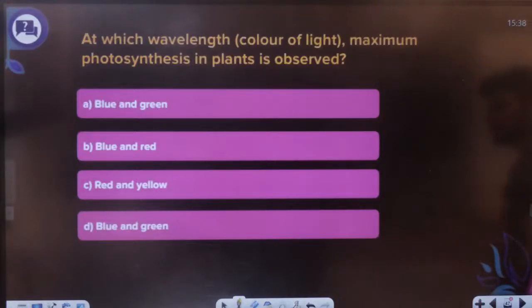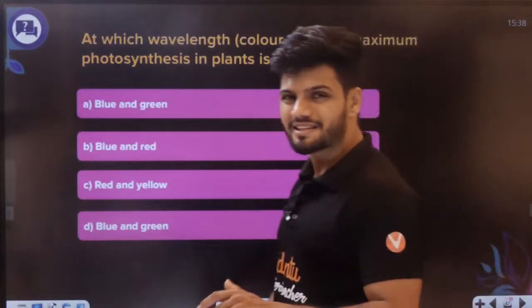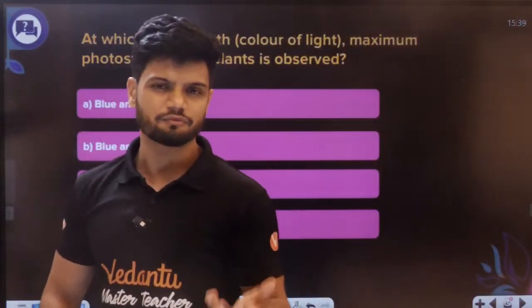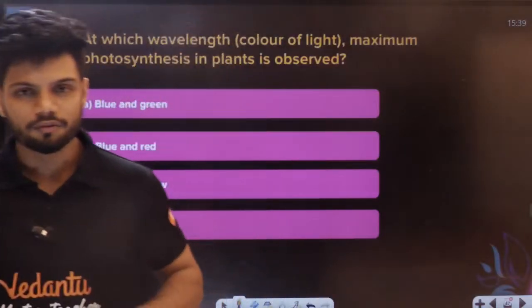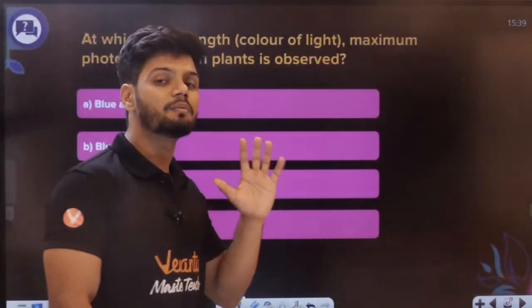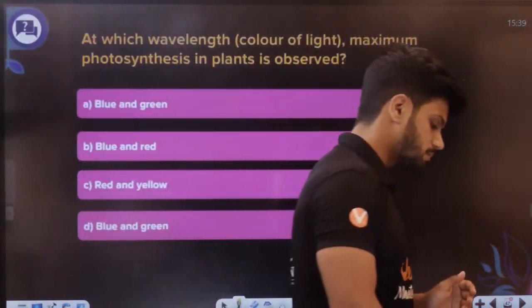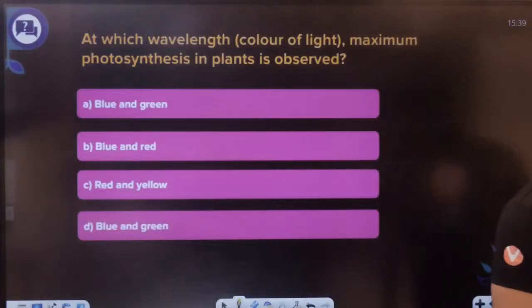At which wavelength or color of light is maximum photosynthesis in plants observed? Here you have to tell me the favorite wavelength of light for plants, the wavelength at which they will be most effective. I've told you this in my class also.